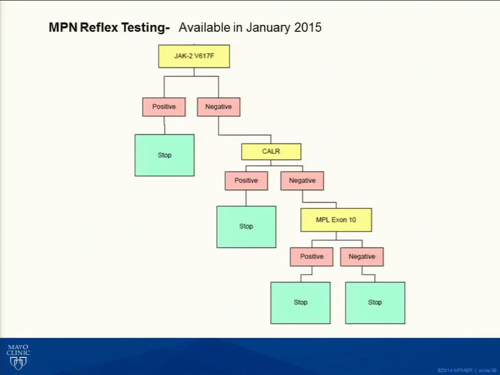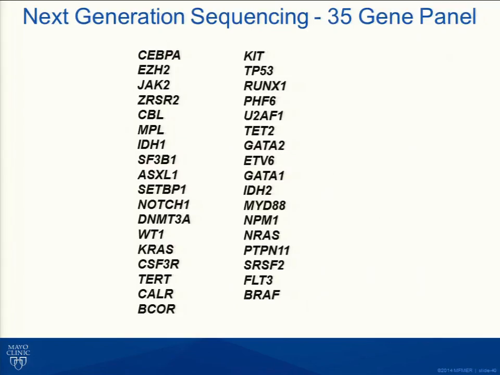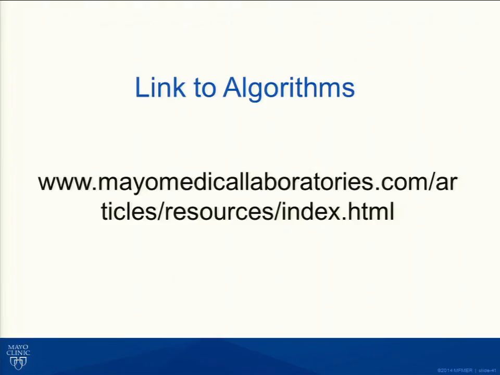Starting from next month, our lab is going to offer this reflex algorithm panel through MML that starts with the JAK2 and then goes to CALR and then to MPL in a reflexive pattern. And also coming is our 35-gene panel, mainly targeting the myeloid neoplasms. And this is the link to the algorithm page on the MML website.